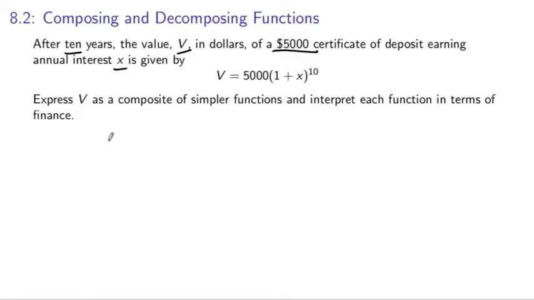So we could break this down into the inner function 1 plus x. I'm going to call it b of x is 1 plus x. So in terms of finance, this function is converting the rate we're given into a factor, something we can multiply by.